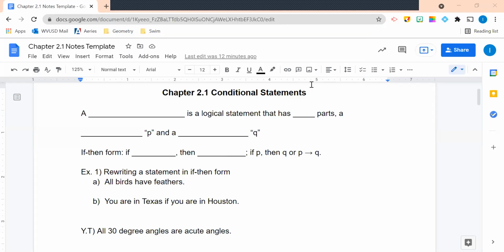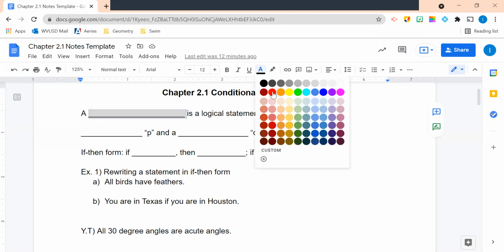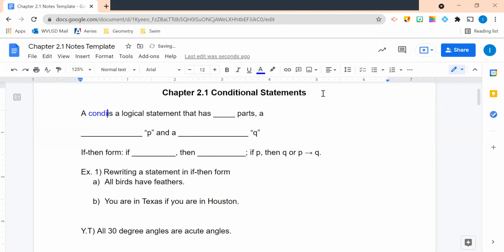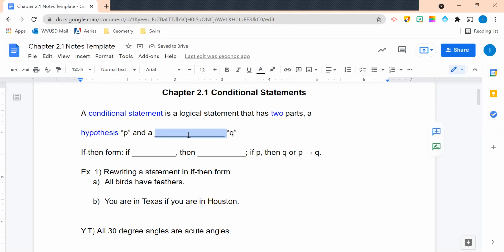This is chapter 2.1, conditional statements. A conditional statement is a logical statement, a logical statement that has two parts. The first part is a hypothesis, which we name P, and a conclusion, which we name Q.